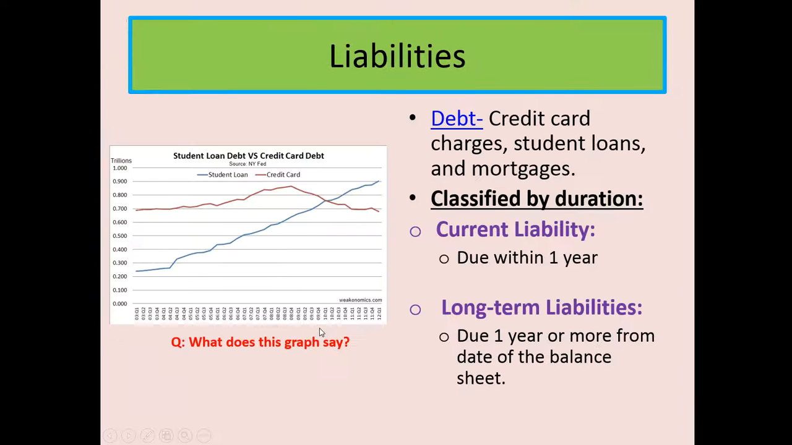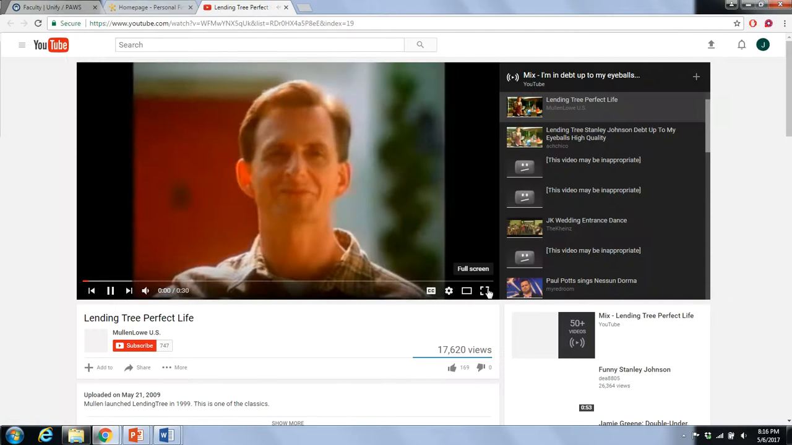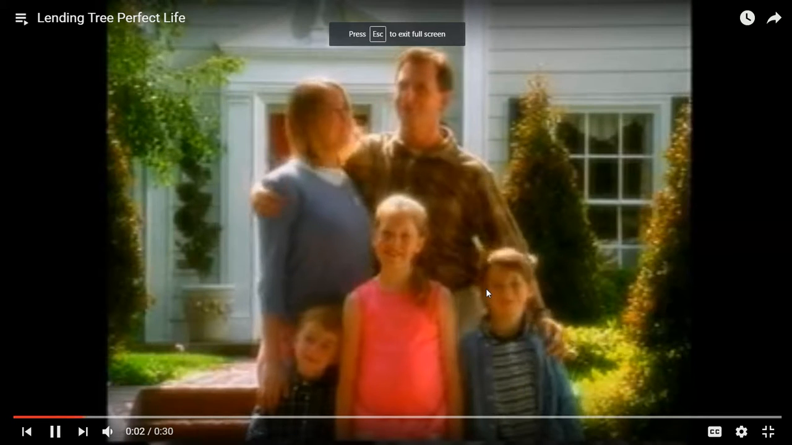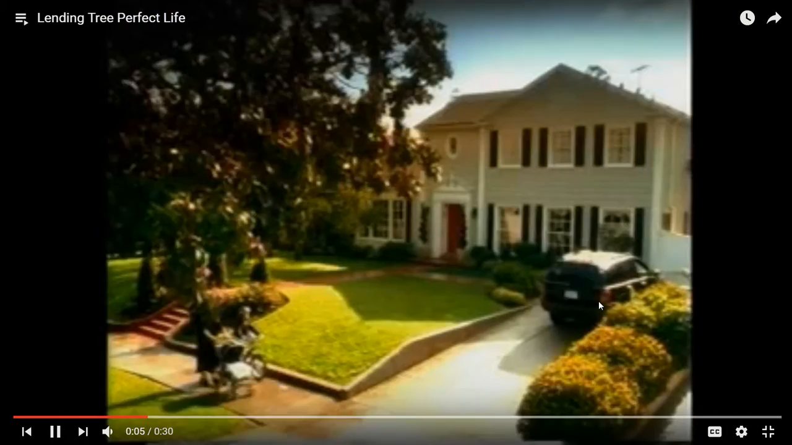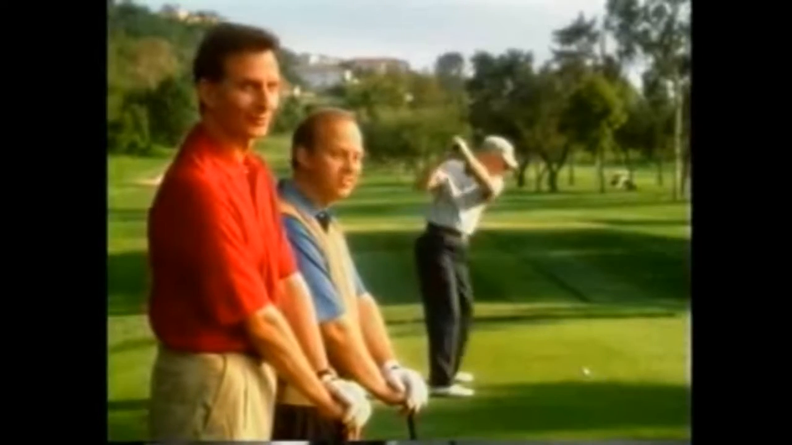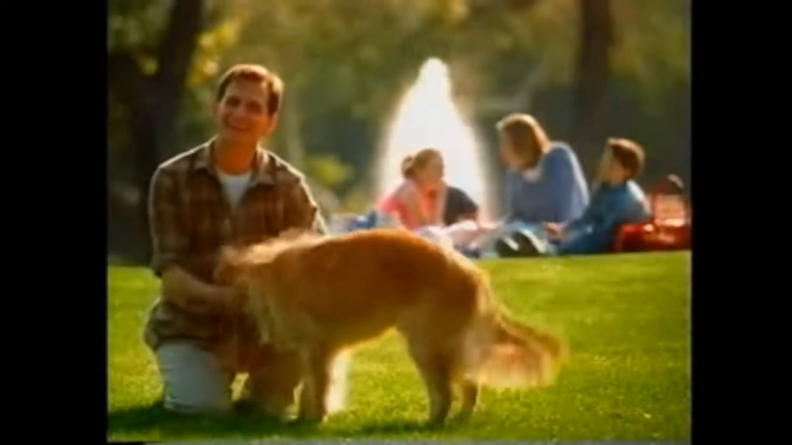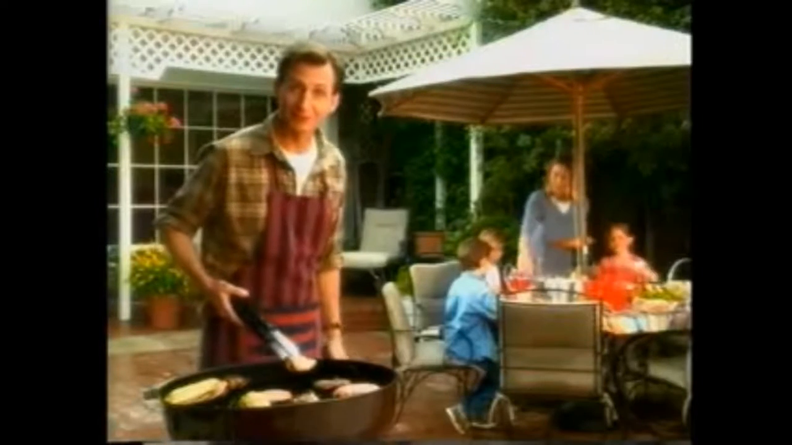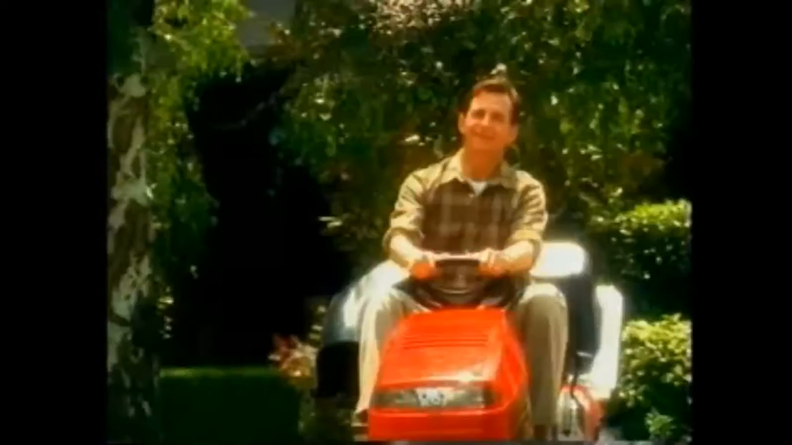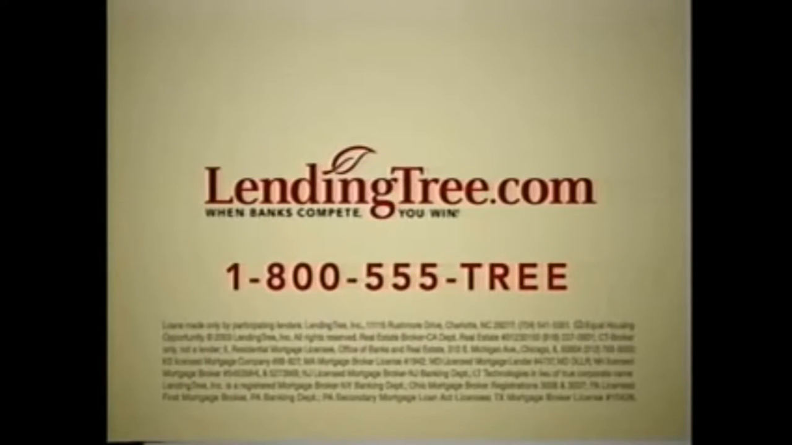Let's go back and find Stanley. There's Stanley. I'm Stanley Johnson. I've got a great family. I've got a 4-bedroom house and a great community. Like my car? It's new. I even belong to the local golf club. How do I do it? I'm in debt up to my eyeballs. I can barely pay my finance charges. Somebody help me. Need a smart way to consolidate your debt? At LendingTree.com, banks compete, and you choose the loan that's right for you.